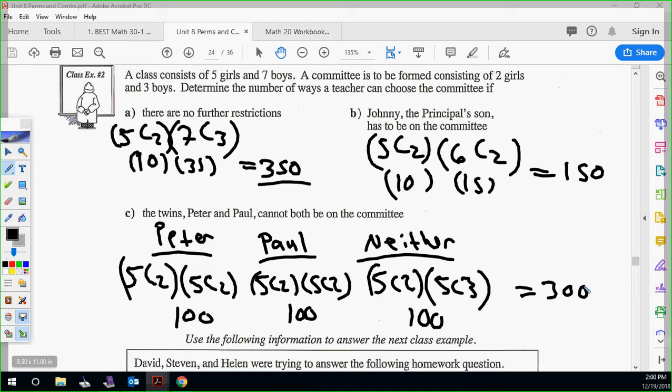Oh, 5C3? Because we're... 5, because of the 7 boys, we took out Paul and Peter. We need 3 of them still. These ones were 2s because Paul was in, Peter was in, so they're the 5th.